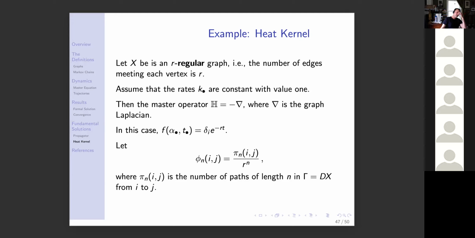the following function. Let's consider the number of paths from i to j of length n in gamma. That's a finite number. And let's divide by the number of paths which start at the vertex i. So this is like a conditional probability. Given that you're starting at i, let's look at the probability of ending at j. And this is, I'm looking at paths now, not trajectories, right? So this is the number of paths of length n in gamma divided by r to the n.